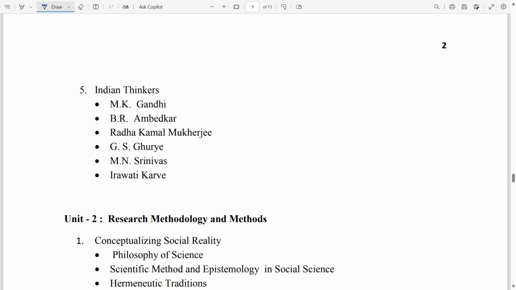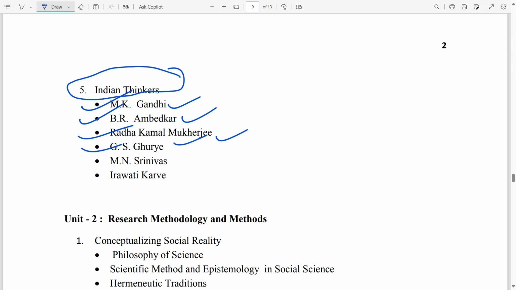Now coming to the Indian thinkers. Mahatma Gandhi is also considered a thinker. B.R. Ambedkar, their books, the ideas they have propounded. So they will ask about Mahatma Gandhi, B.R. Ambedkar, Radhakamal Mukerjee, D.P. Mukerji, G.S. Ghurye, who is also known as the father of Indian sociology, M.N. Srinivas, Irawati Karve. So these are the Indian thinkers. They are a limited set. You can remember them easily.